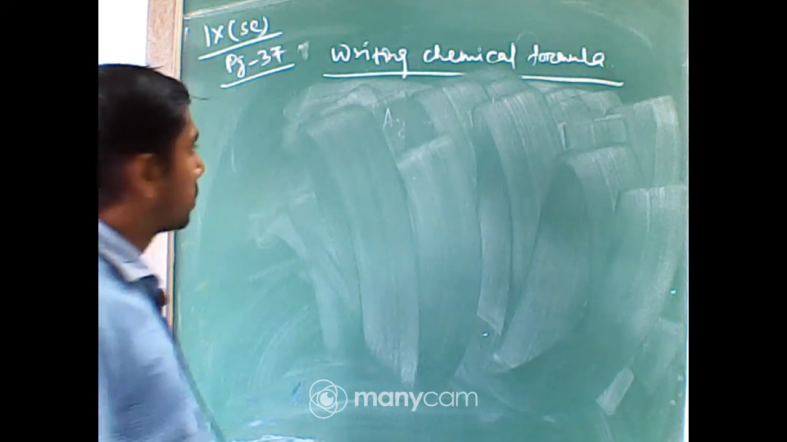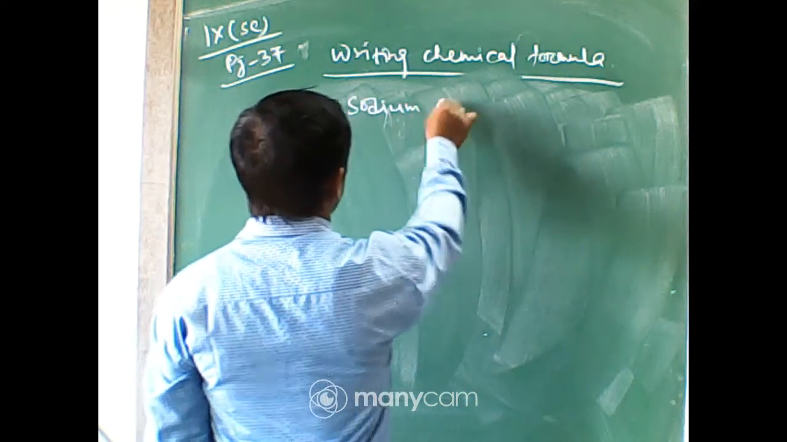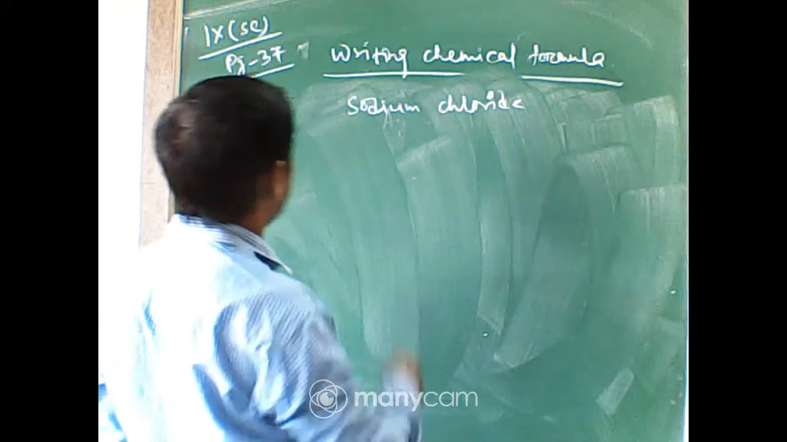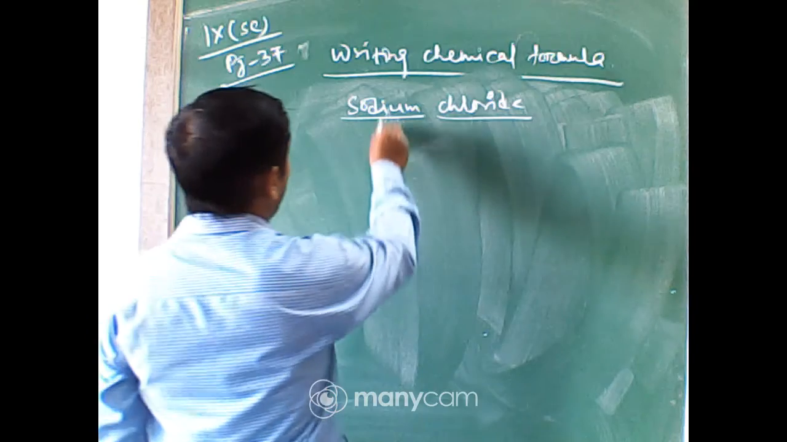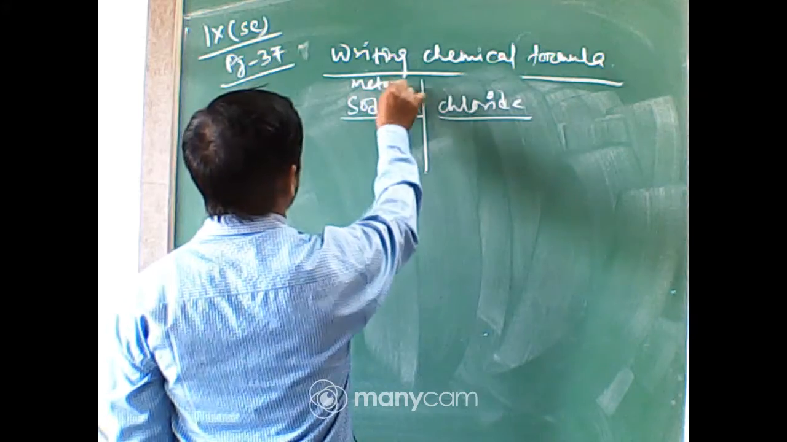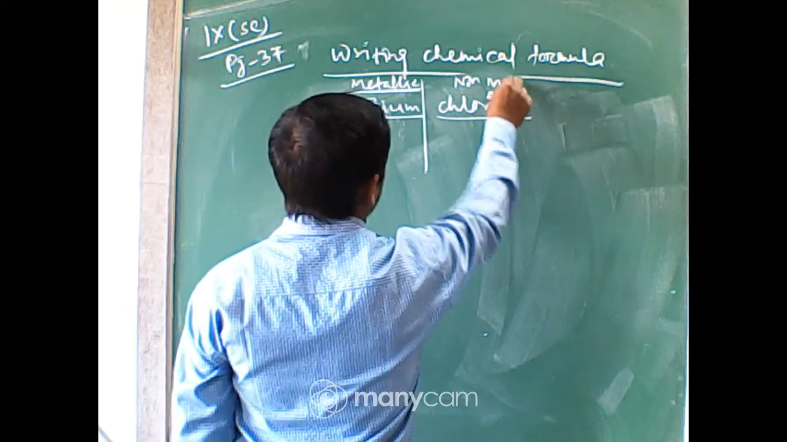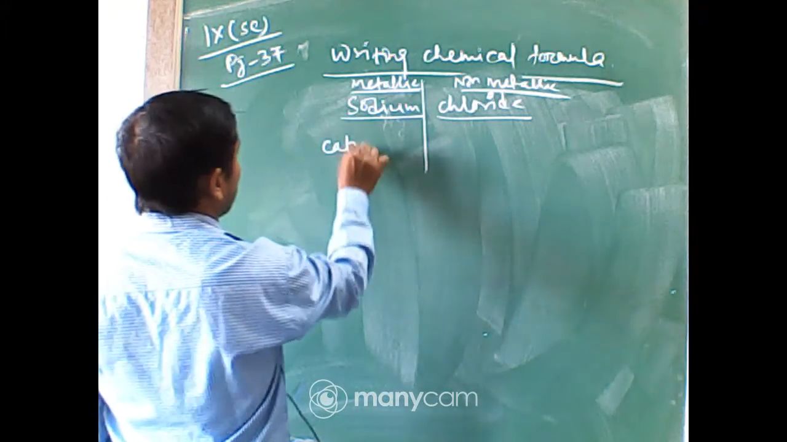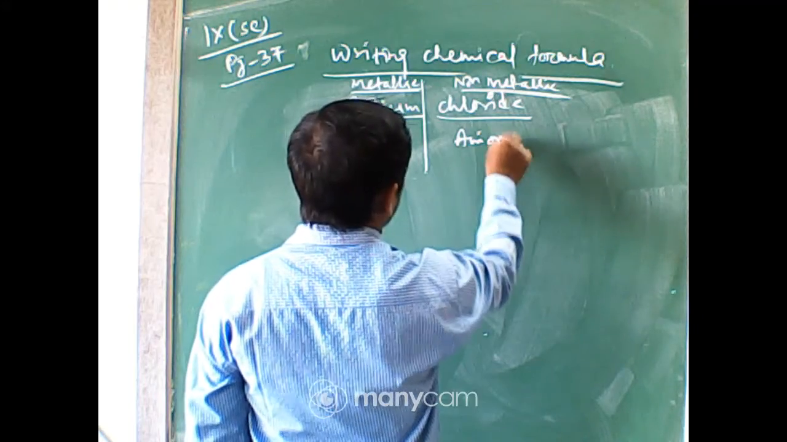Okay, so first start with sodium chloride. Sodium chloride. Okay, so here sodium and chlorine. Now this breaks into two parts. This is the metallic part, and this is the non-metallic part. So, the metallic part forms the cation and the non-metallic part forms the anion.